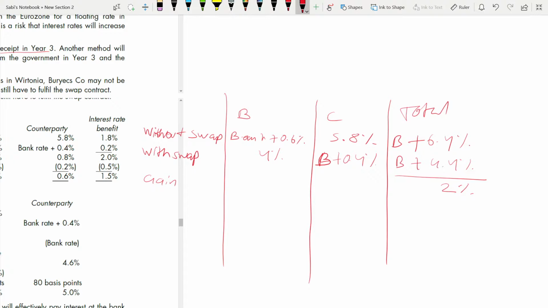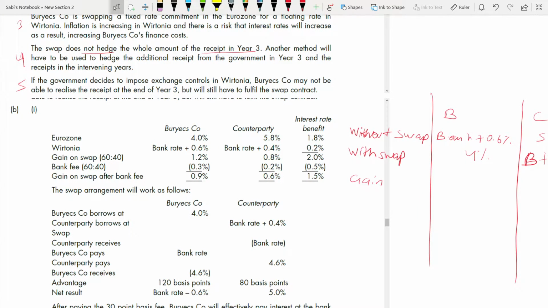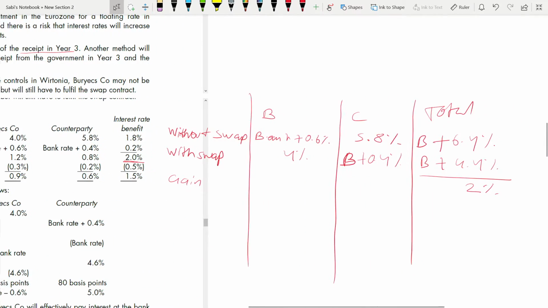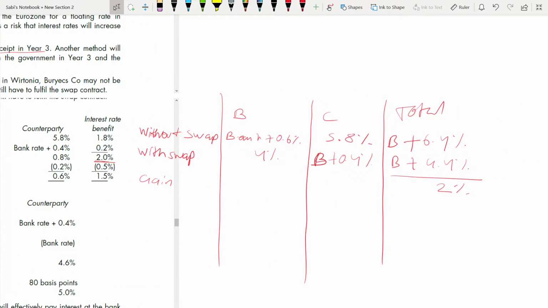Am I getting the same gain as in this table as they have presented here? This 2% here is the same, right? This looks a bit confusing, but this way you will never forget. Always start without swap. Without swap, you have to choose the worst position. Worst position means whichever party has a higher fixed cost has to choose that without swap. But with swap, you will be choosing the lower one because you want to be in a better position. Then you find the difference between without swap and with swap. That will be your gain, and you have to get a gain. If you don't get a gain, something is wrong in your swap. Your swap will not work.